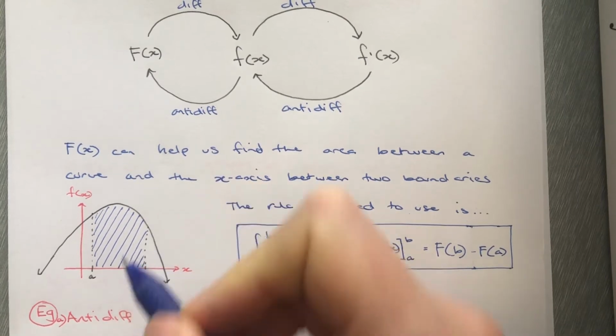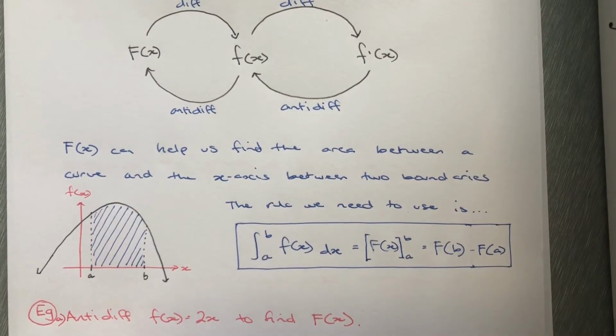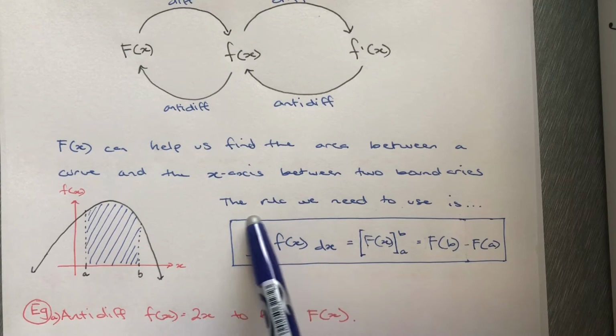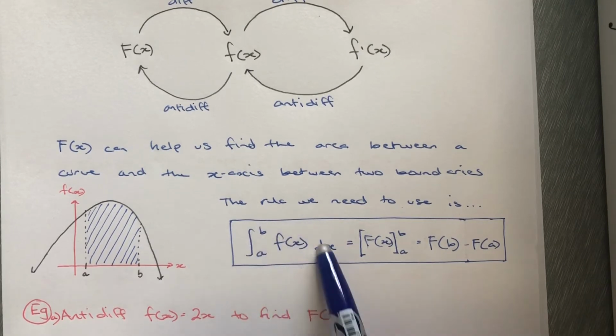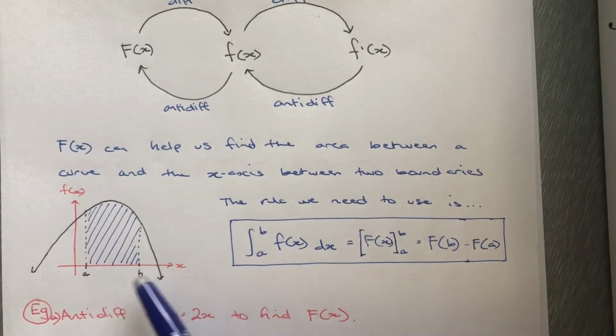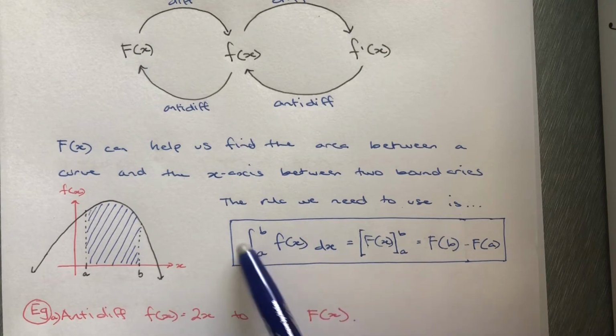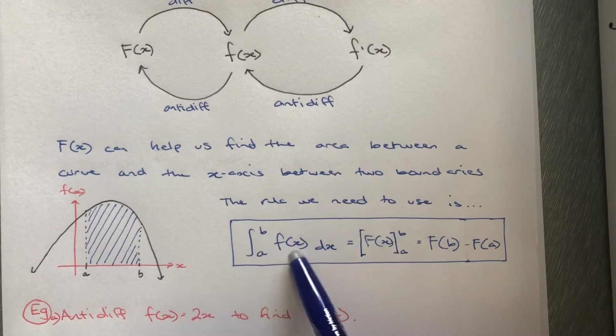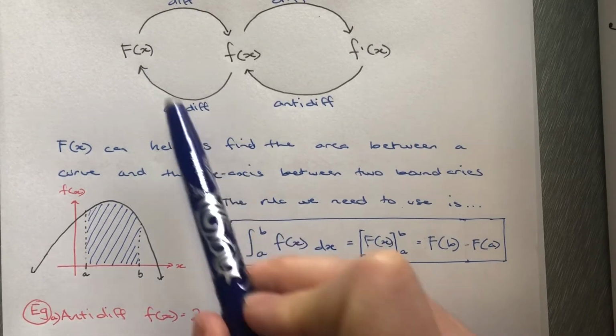Alright, so we're going to be finding areas in this next section. And the way we do that is using this rule here. Okay, now this section of the rule should look reasonably familiar to you. It's when we're anti-differentiating, or integrating is another way we can call it. A and B here are new though. Remember, A and B are our boundaries over here. Now what it's saying with this section is we need to anti-differentiate our f of x, because we want to end up getting to capital F of x.